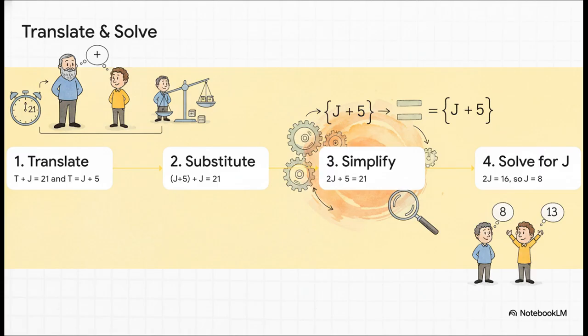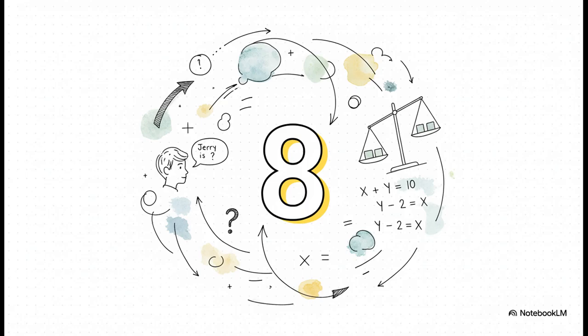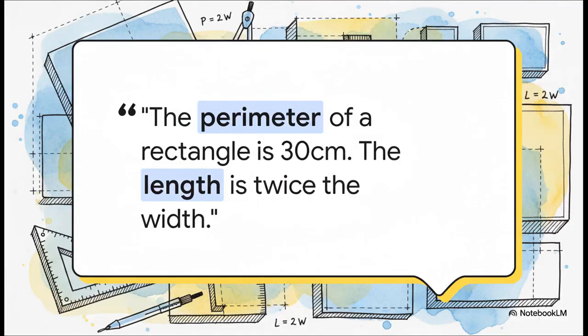Now, since we know exactly what t equals, this setup is absolutely perfect for the substitution method. We just replace the t in the first equation with j plus 5 and solve from there, just like you see here. And after we simplify and solve for j, we find our answer. Jerry is 8 years old. The big takeaway here is you gotta let the phrasing of the problem guide your method. Sometimes it's gonna be elimination, sometimes it's substitution. Let's level up one more time.